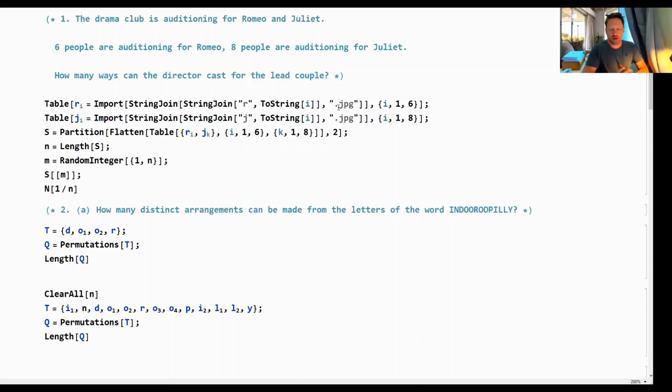We're going to do combinatorics, and I like to call that counting. Hello, yeah, I see you in the chat.